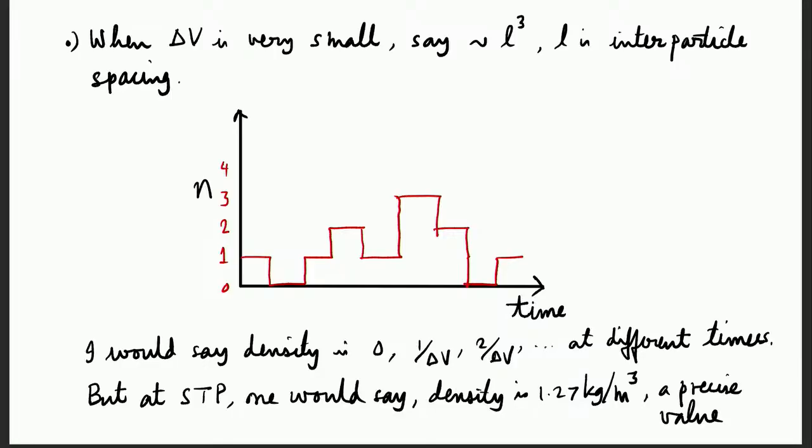Now, then I would say density is either 0, 1 by delta V, 2 by delta V at different times. But normally, if I were to ask you what's the density of gas in this room, you will give some answer. Of course, this is in mass density, 1.27 kilogram per meter cube. You are not going to say it could be 1.27, it could be 1.53, no, currently it is 1.02. You don't say that. You always say it is 1.27, a more or less precise value. So this doesn't seem right. This plot doesn't seem so right.